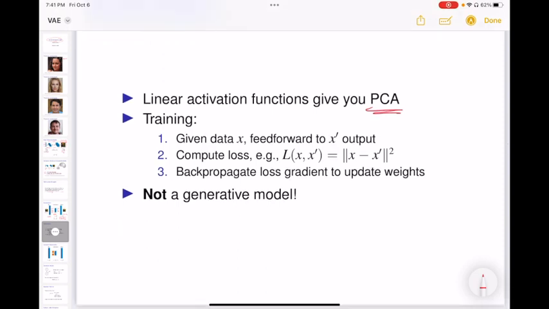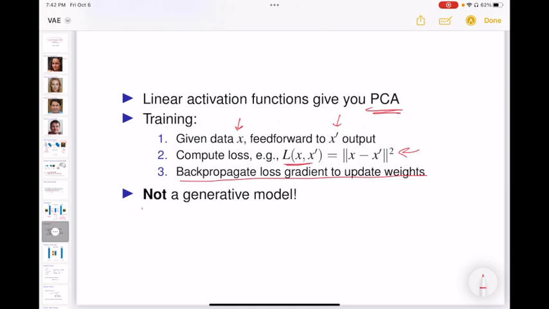And let's formally look at how it's trained. So given data x, we feed forward to get x prime output. We compute a loss between x and x prime, like I mentioned. This loss is the L2 loss between x and x prime. And then we backpropagate this loss gradient to update all the weights of the neural network, right? Backpropagation is just getting the gradient of this loss with respect to each weight in the neural network, and based on that gradient, you update each of the weights so that this loss can be minimized.